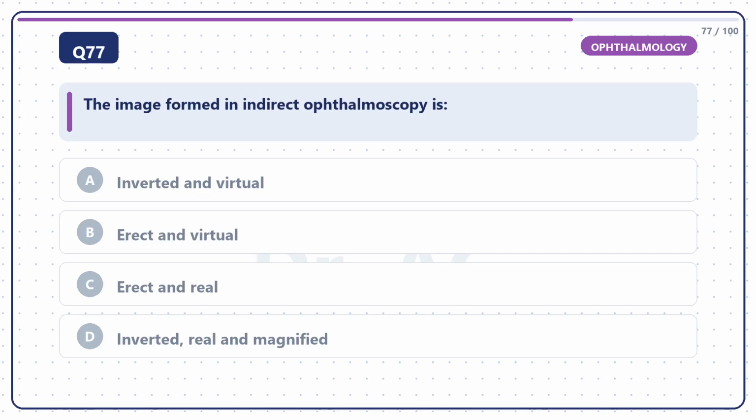Question 77. The image formed in indirect ophthalmoscopy is: Option A. Inverted and virtual. Option B. Erect and virtual. Option C. Erect and real. Option D. Inverted, real and magnified.